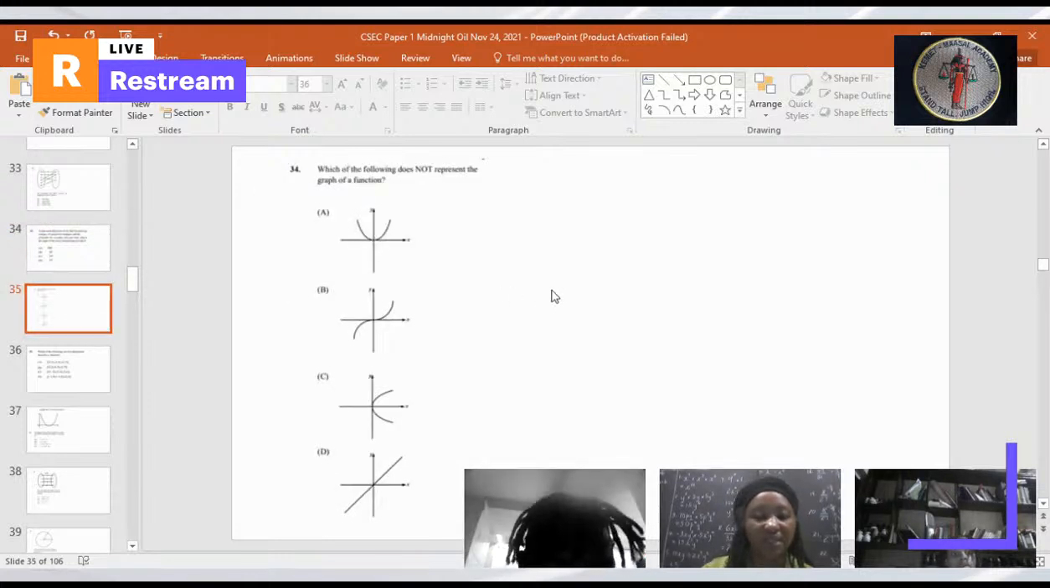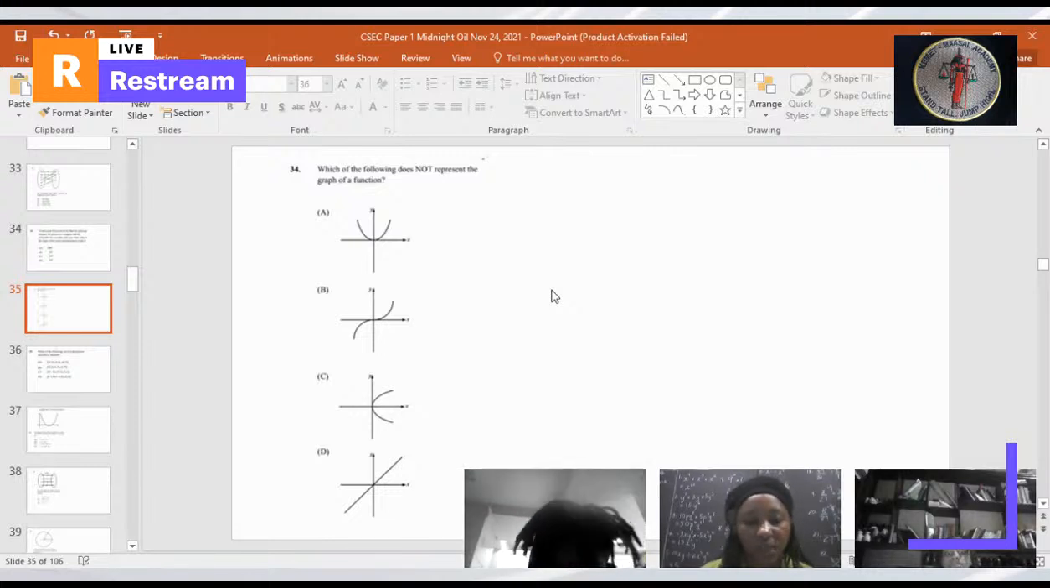Number 34. Which of the following does not represent the graph of a function? What is it? Which of the following does not represent the graph of a function?